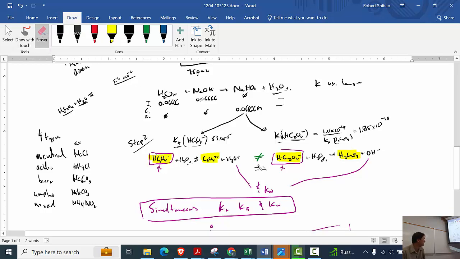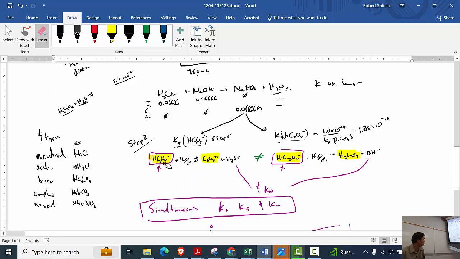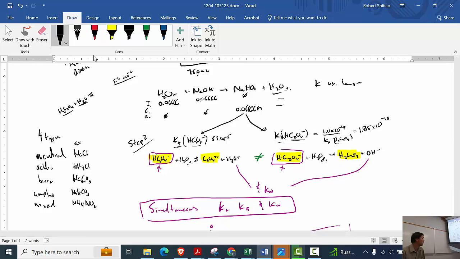But in this case, they don't, because this is the equilibrium between bioxalate and oxalate, and this is the equilibrium between bioxalate and oxalic acid. These are two different equilibria. Versus a typical buffer, where we have HA plus water goes to hydronium and A minus. And then we look at A minus plus water goes to HA plus hydroxide.